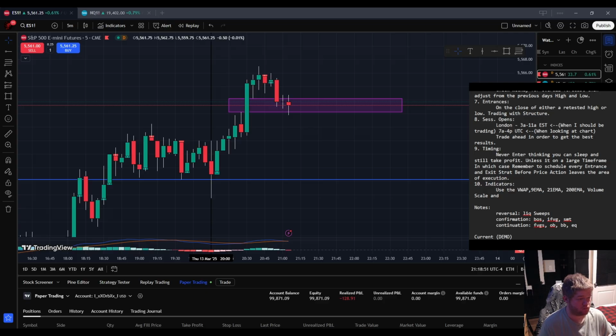After that, what's next in our process? We're looking for either a 5 minute fair value gap, 5 minute order block, 5 minute breaker block, or 5 minute equilibrium for price to retrade. So would that be what it is right there then?